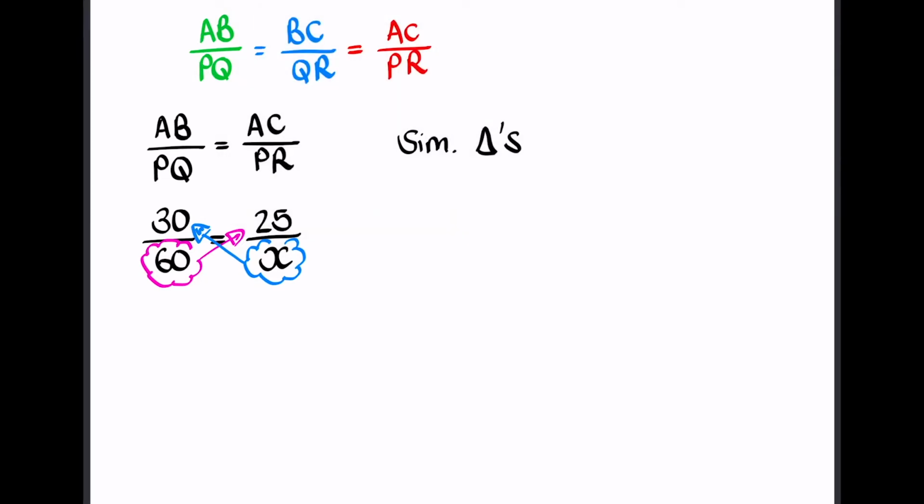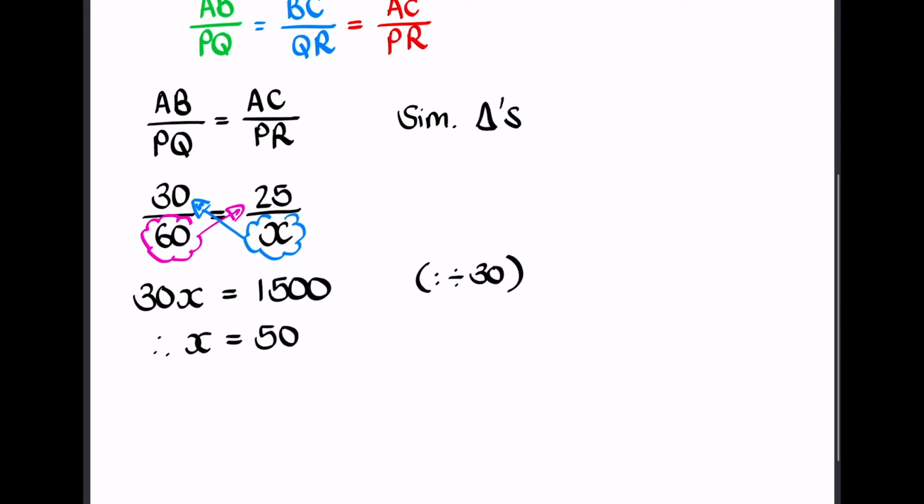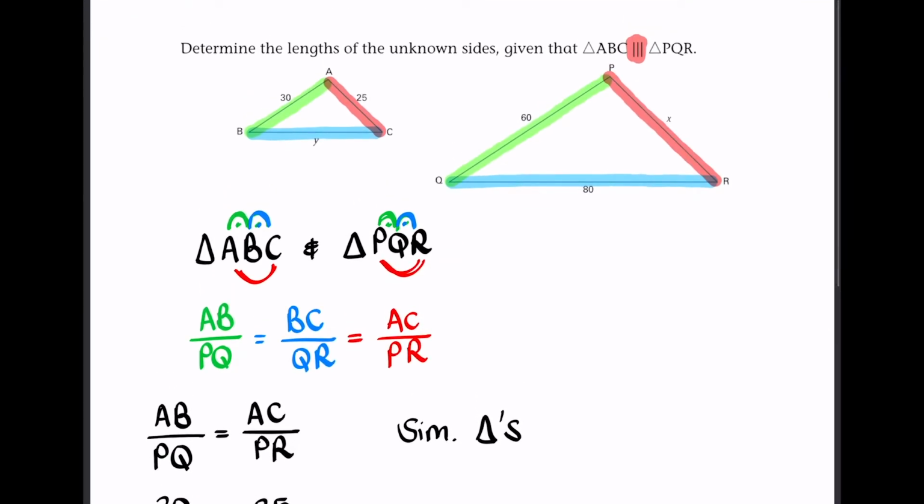All right, so now I have 30 times X, which is 30X, equal to 25 times 60, which is 1,500. But I want the X by itself. So what I'm going to do is divide both sides by 30 to get rid of the 30. So therefore, I'll have X equal to 1,500 divided by 30, which is 50. So I can take that 50 and put it onto my diagram in place of my X, because now I would have that 50.